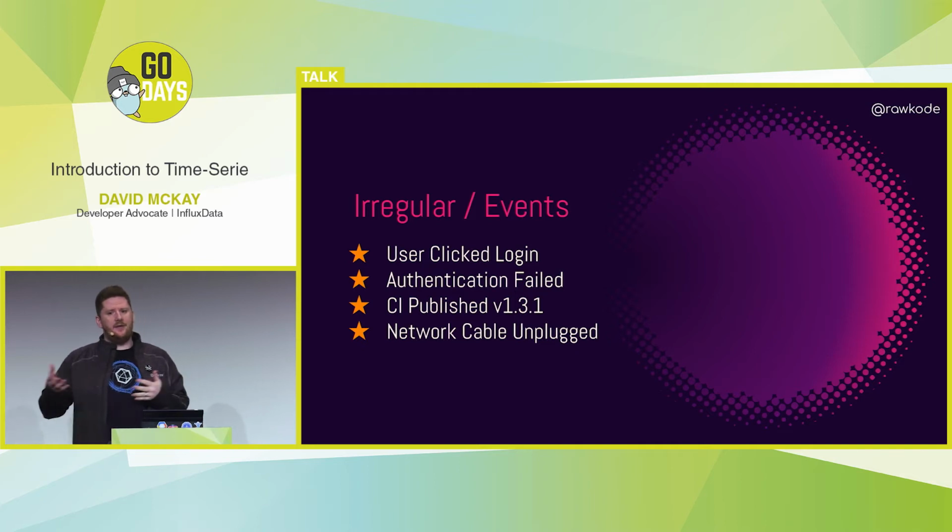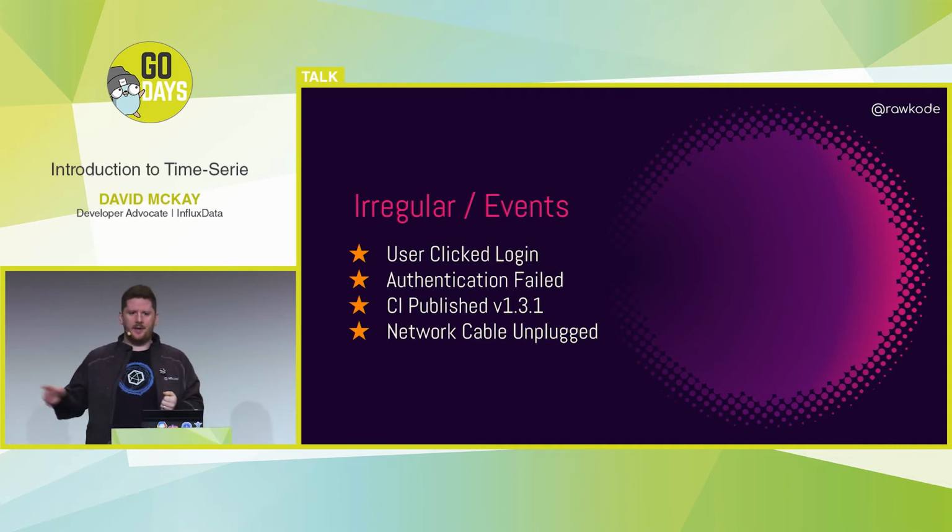Irregular time series or events are things that we cannot predict. We cannot tell you when the user is going to click a button. We could forecast it, but we'll get into that later. You don't know when the next authentication request is going to fail. You don't know when the next CI job is going to trigger, and so forth.